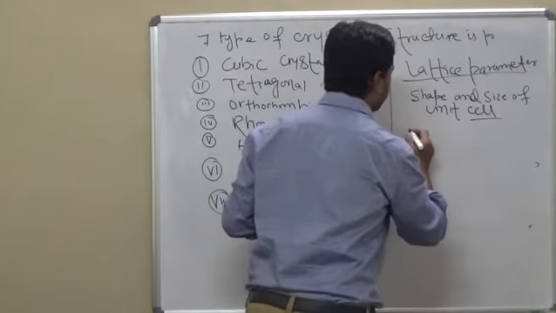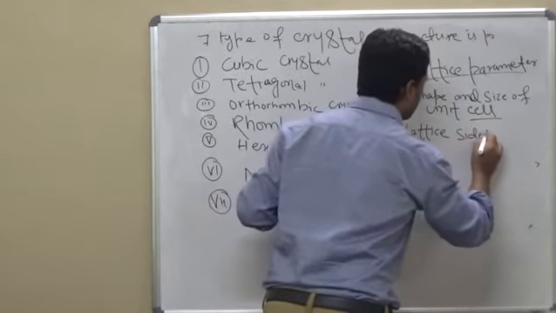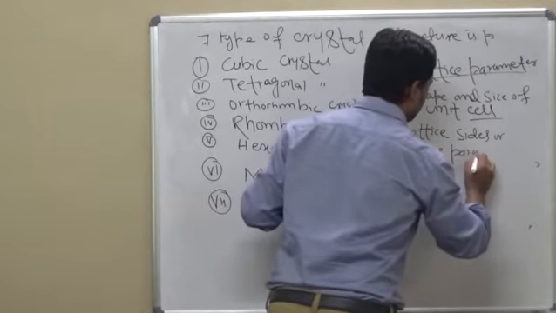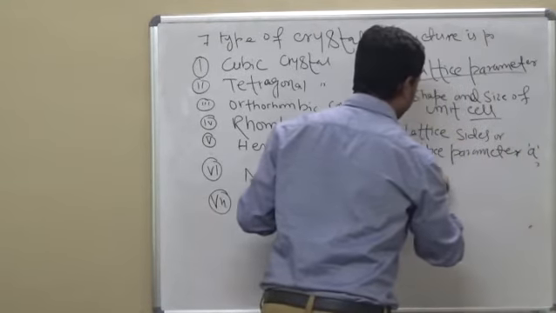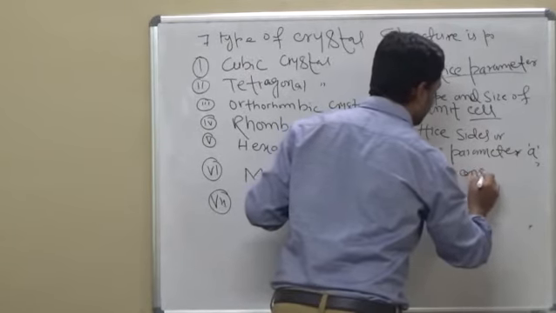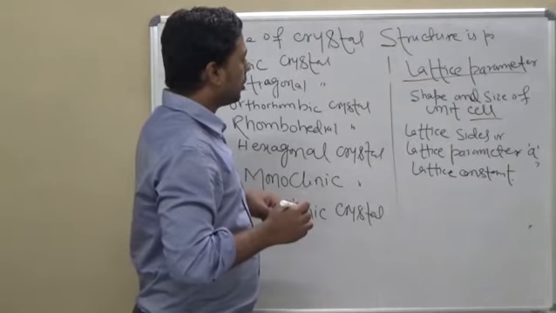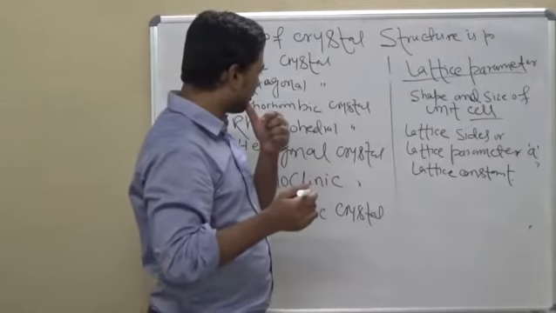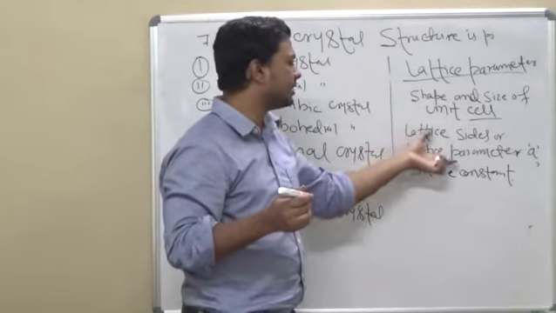That is called lattice sides or lattice parameter. It is noted by A. It is also called lattice constant. And angles. Relation between the angles. It describes, means any crystal system, any crystal structure is described by these three sides.